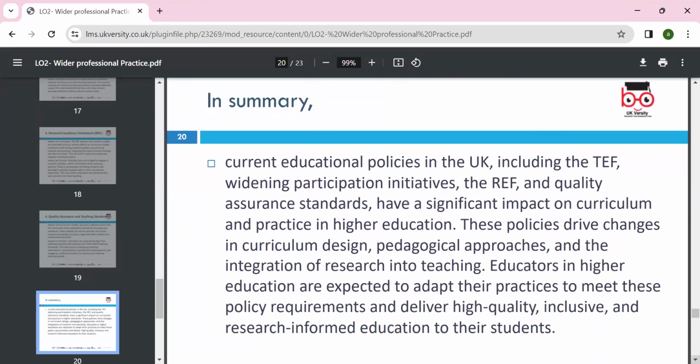So, in summary, current educational policies in the UK, including TEF, REF, and the quality assurance standards, have a significant impact on curriculum and practice in higher education. The policies drive changes in curriculum design, pedagogical approaches, and integration of research into teaching, providing high-quality, inclusive, and research-informed education to their students.